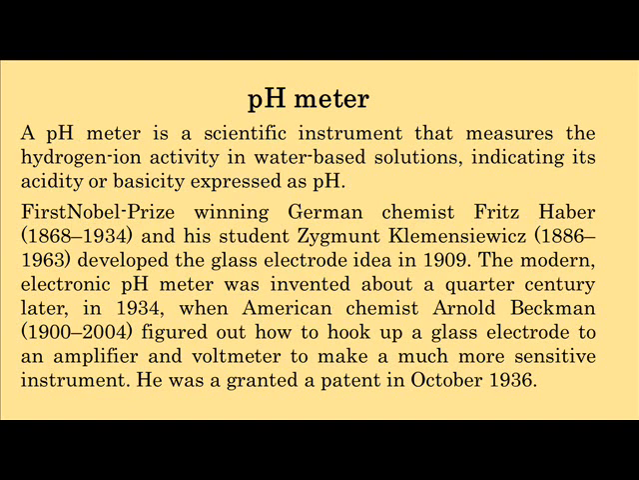The modern, electronic pH meter was invented about a quarter century later, in 1934, when American chemist Arnold Beckman (1900 to 2004) figured out how to hook up a glass electrode to an amplifier and voltmeter to make a much more sensitive instrument. He was granted a patent in October 1936.